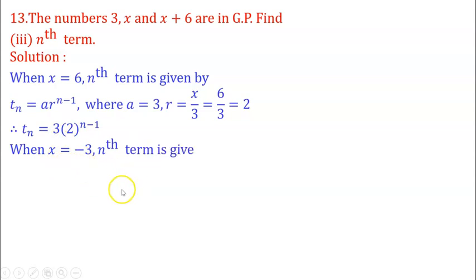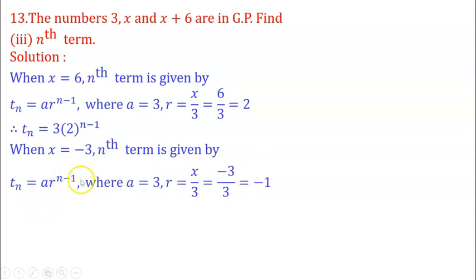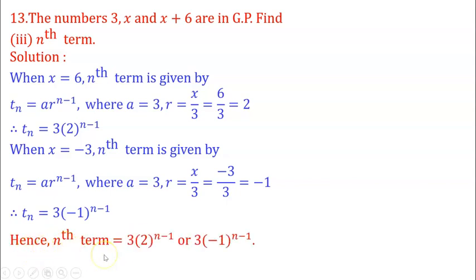When x is equal to minus 3, the nth term is given by Tn = A R^(n-1), where A is equal to 3, R is equal to x upon 3, that is minus 3 upon 3, so R is equal to minus 1. Therefore Tn is equal to 3 into (minus 1) raised to n minus 1. This is the Tn. Hence the nth term is equal to 3 into (2) raised to n minus 1 or 3 into (minus 1) raised to n minus 1.